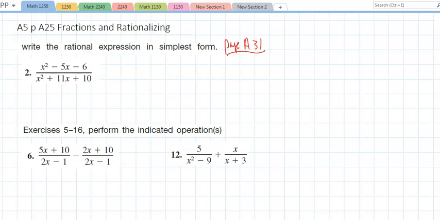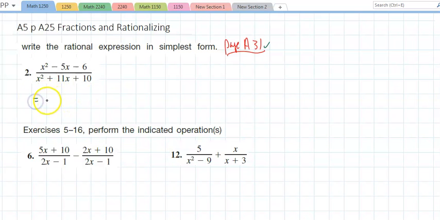Okay, the next set of problems is 8.5. 8.5 is a crucial section. We need to talk about a bit of fractions, a bit of rationalizing, but fractions, some of those you've seen, and I'm sure some of those you haven't seen, but they're going to come up for us. That's why we're covering those. So on page A31, we're going to talk about things that you know a bit, which is simplify.